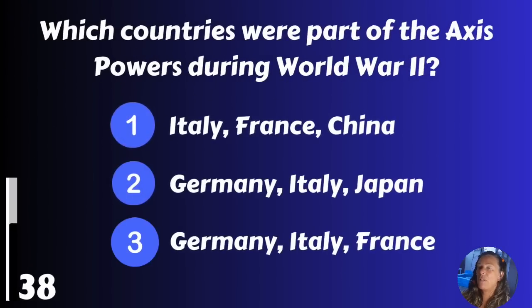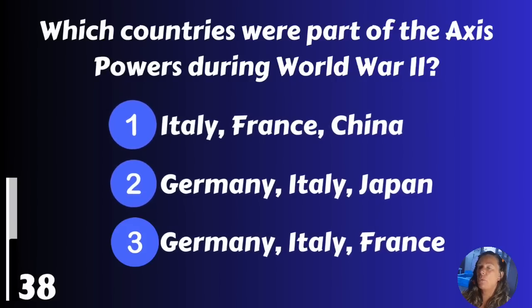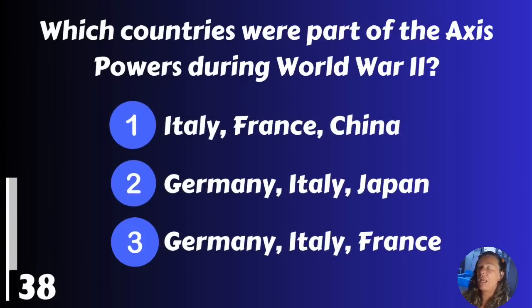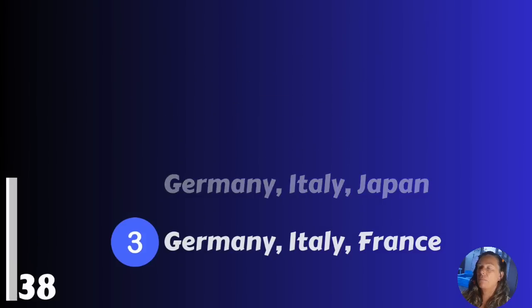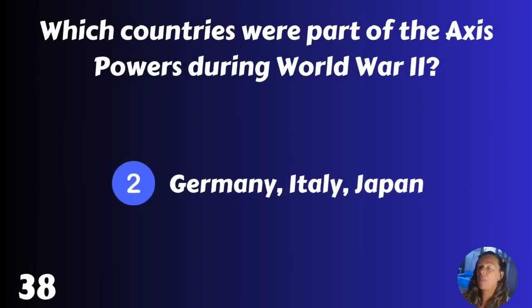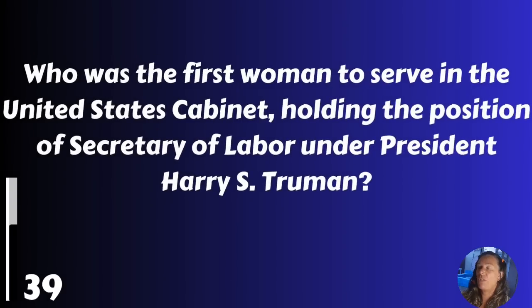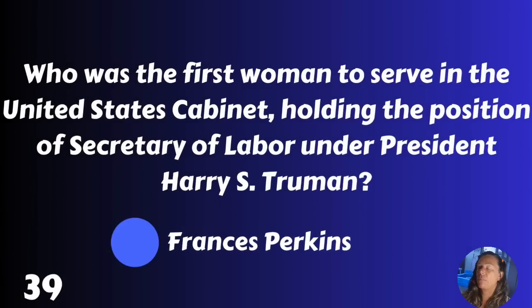Which countries were part of the Axis powers during World War II? Italy, France and China, Germany, Italy and Japan, or Germany, Italy and France? Germany, Italy and Japan. Who was the first woman to serve in the United States Cabinet, holding the position of Secretary of Labor under President Harry S. Truman? Frances Perkins.